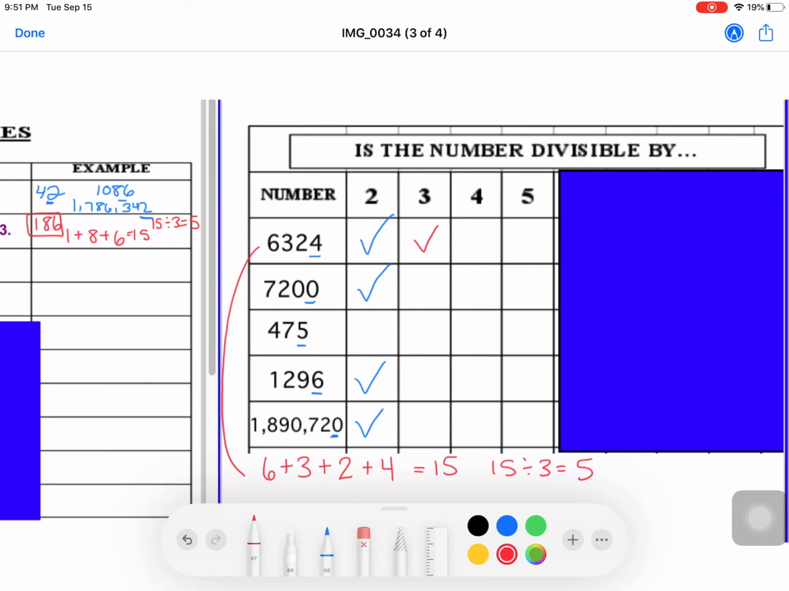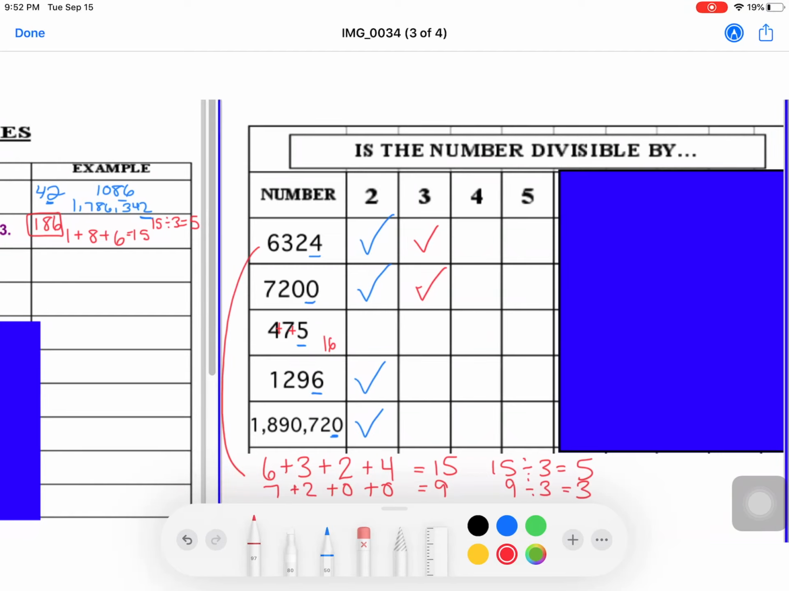Let's try the next one on here. So I'm going to add 7 plus 2 plus 0 plus 0, and that adds to 9. Does 3 go into 9 evenly? Yes, it does. It goes in 3 times, so I therefore know that 3 will go into 7,200. Again, I'm adding the digits. So if I look now at 475, 4 plus 7 is 11, and 11 plus 5 is 16. Does 3 go into 16 evenly? Nope.